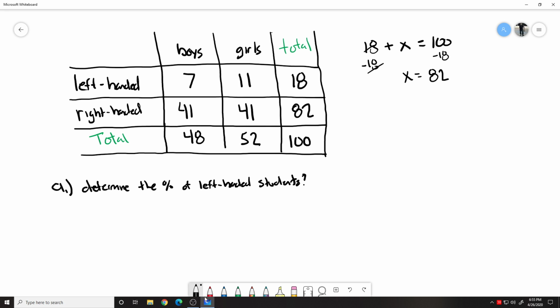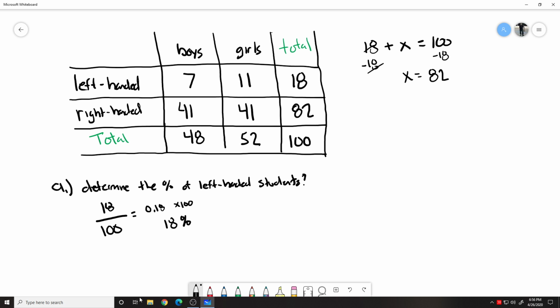So to figure this out, we know we're dealing out of 100 students. Out of all the students, which is 100, what percent are left-handed? Well, there's 18 out of 100 students that are left-handed. Now, you should be good enough in math that you know that's 18%, but just to walk you through it, 18 divided by 100 would give you 0.18. And then to put it as a percentage, you would times it by 100, which would be 18%. 18% of all students are left-handed.